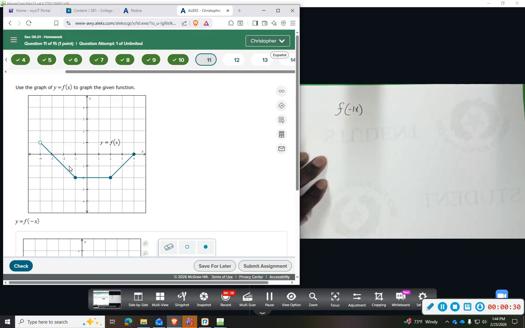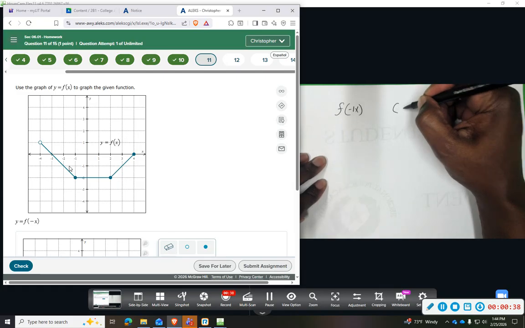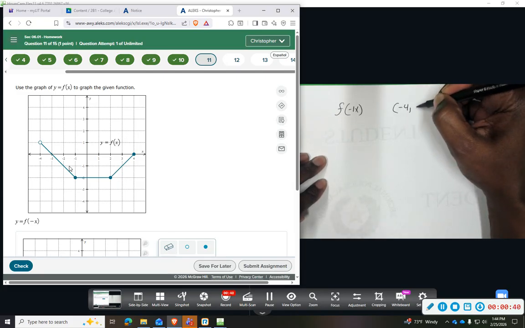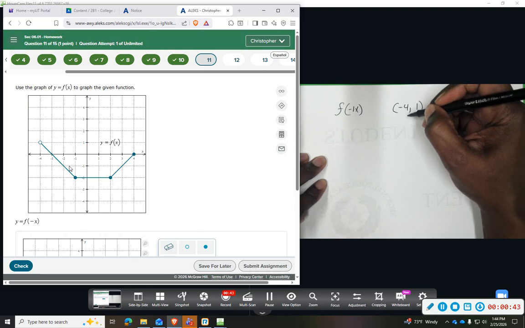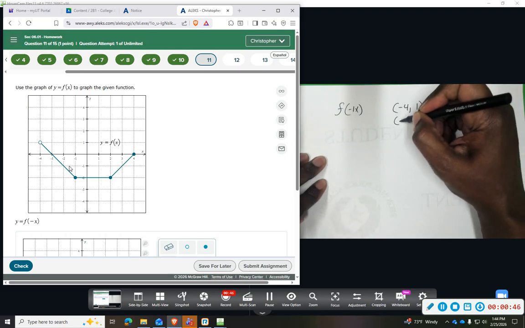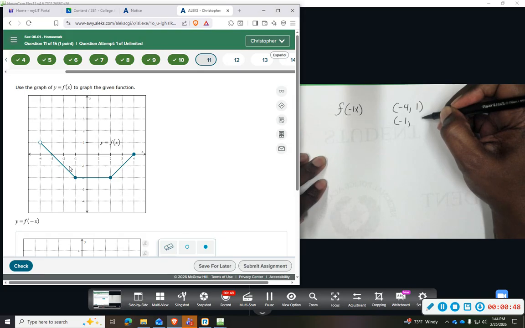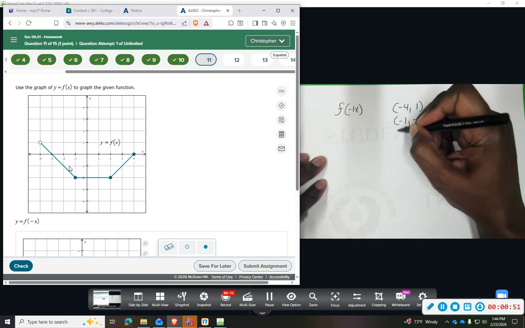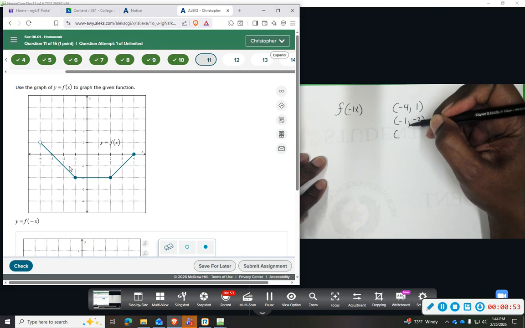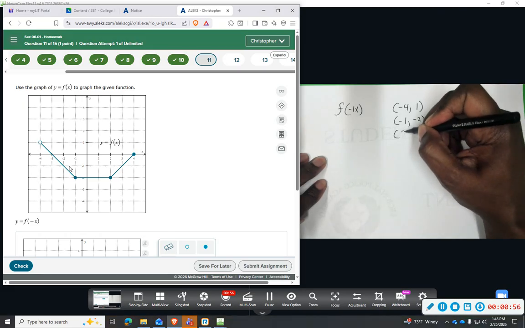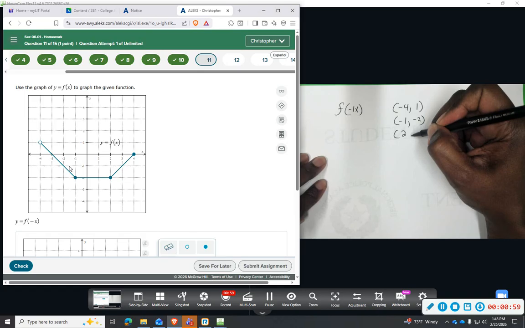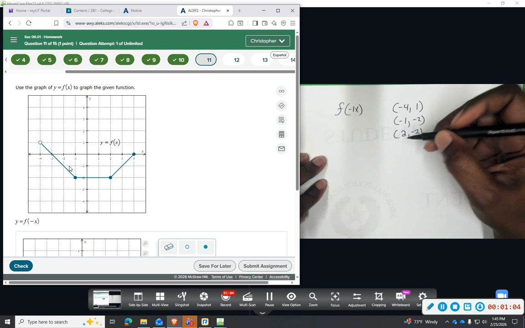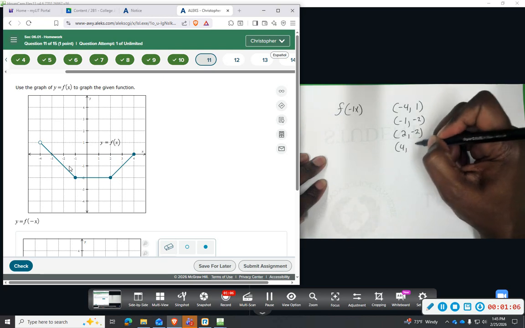The way we're going to do this with this graph is I'm going to write down a few ordered pairs that we can see, those circles. So I see an ordered pair, -4 and +1. And then the next ordered pair, going from left to right, is -1, -2. The next ordered pair will be +2 and -2. And the last dot would be +4 and 0.